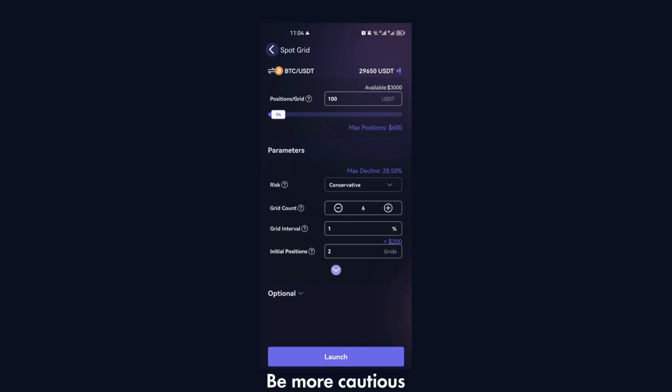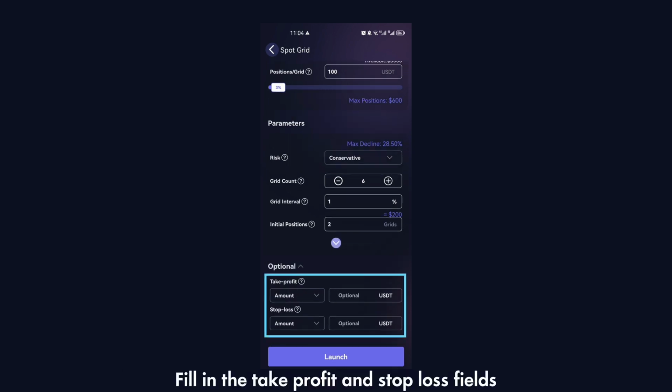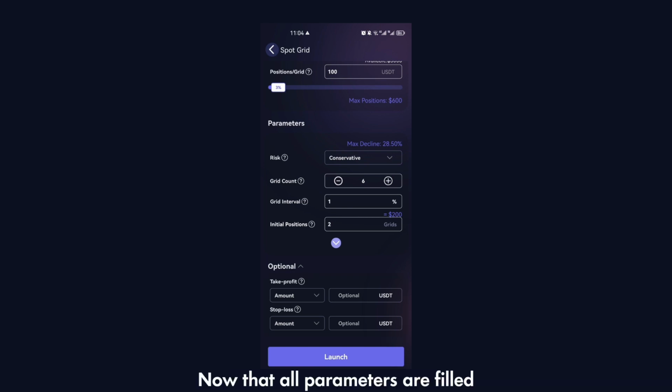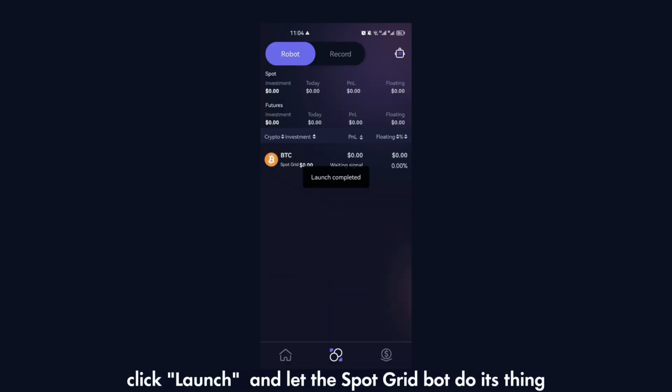Be more cautious. Fill in the take profit and stop loss fields for serious risk management. Now that all parameters are filled, click Launch and let the Spot Grid bot do its thing.